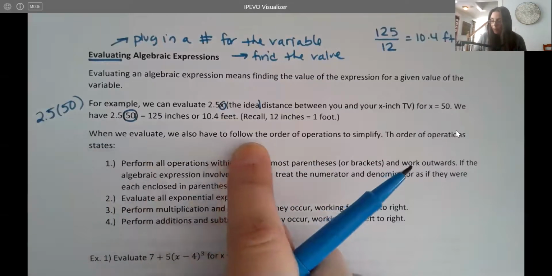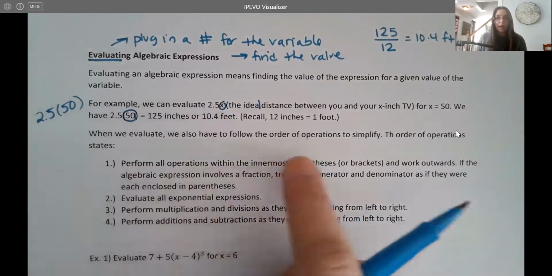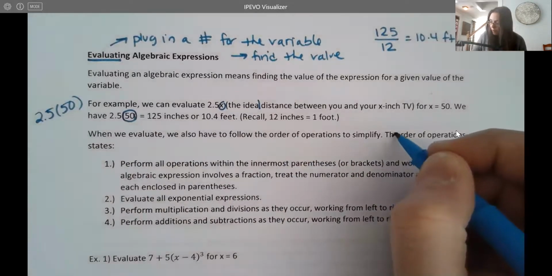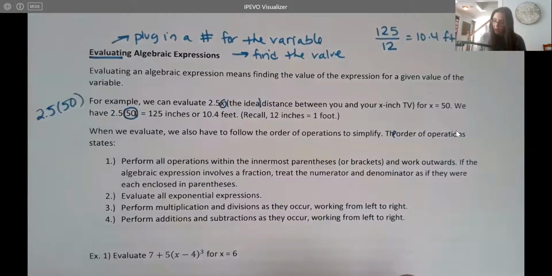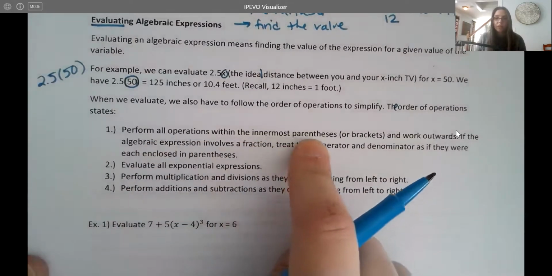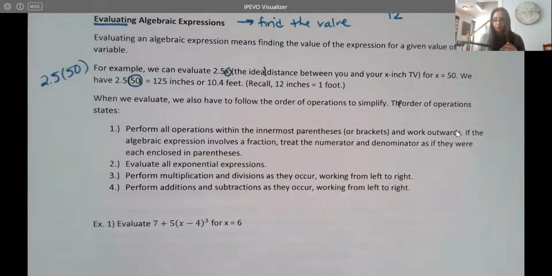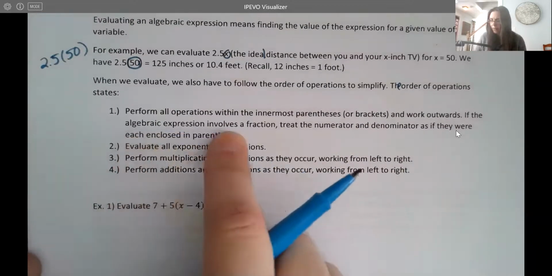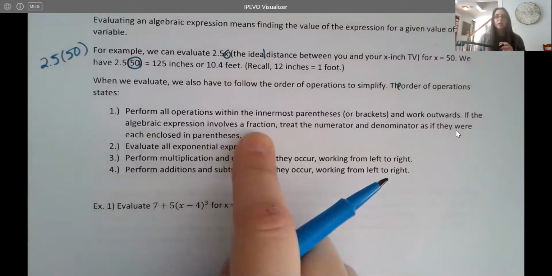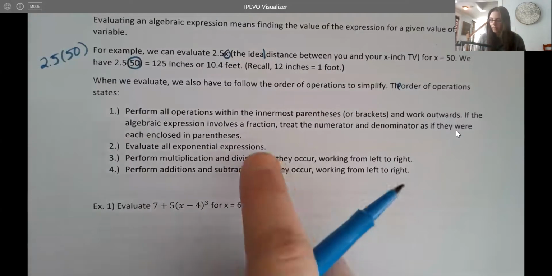Now, when we evaluate, we do have to use the order of operations to simplify. So this was a pretty straightforward one, but don't forget we have the order of operations, which says to do the following. So we always do all grouping symbols first. So that could be parentheses or brackets. We work inner to outer. If an expression involves fractions, we actually pretend like there's parentheses around the numerator and around the denominator. So you actually would simplify your numerator and denominator first separately and then divide at the end. So that's just a little side note about the fractions.